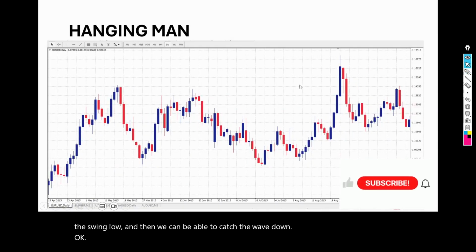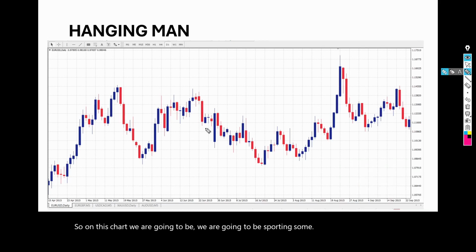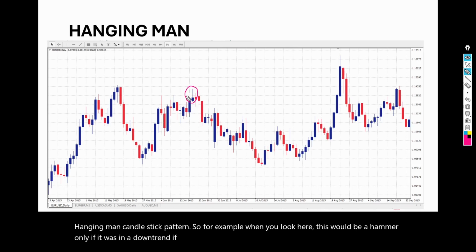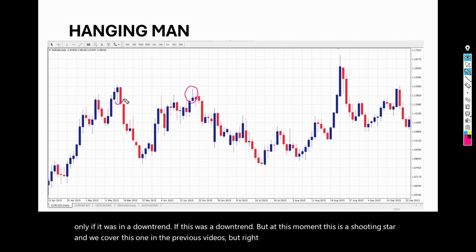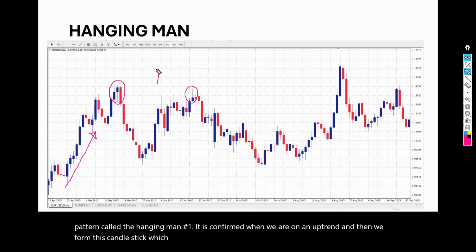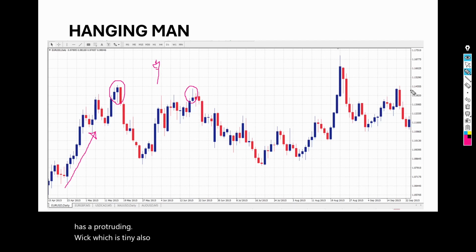So on this chart we are going to be spotting some hanging man candlestick patterns. For example, when you look here, this would be a hammer only if it was in a downtrend. But at this moment, this is a shooting star, and we covered this one in previous videos. Right now we are looking for the hanging man. Number one, it is confirmed when we are in an uptrend, and then we form this candlestick which has a long lower wick and a small body. Sometimes the body has a tiny protruding wick also.